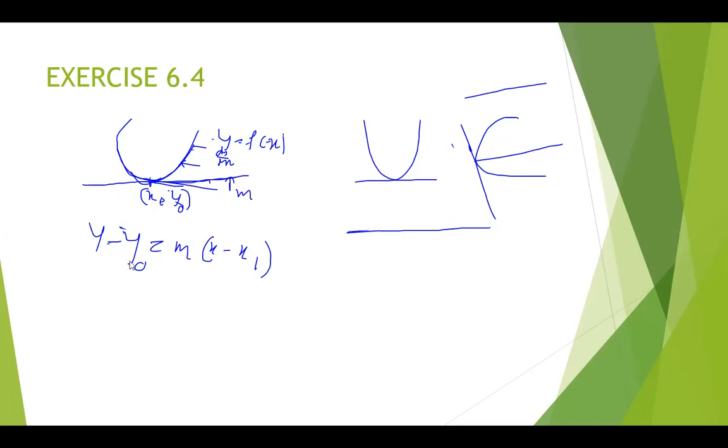So the equation of a line, or equation of a tangent, is given in the form y minus y naught is m into x minus x naught. Okay, in the examples we will see this.